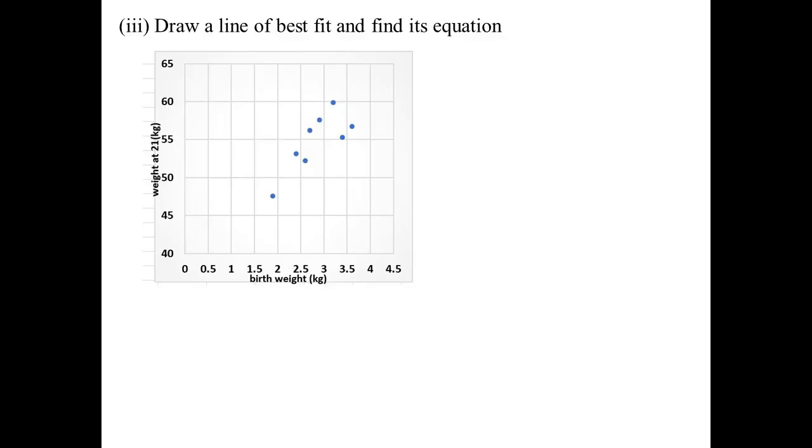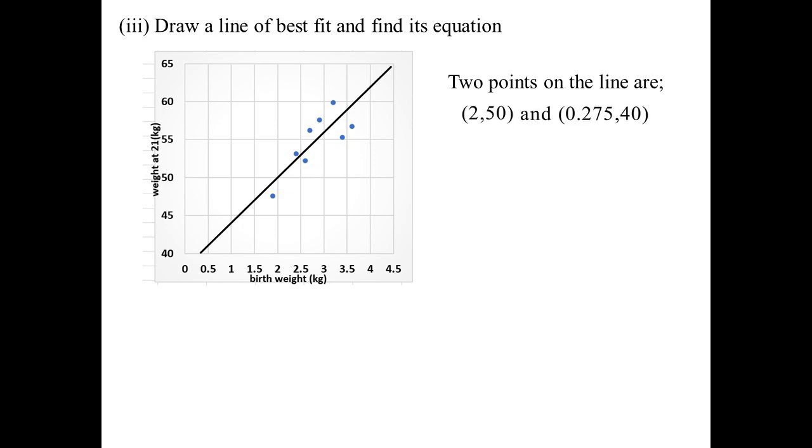So again, draw a line of best fit and find its equation. So I've made that my line of best fit by eye. How can I find its equation? Well, I want to locate 2 points that are definitely on that. Now, looking at mine, (25, 0) is definitely on that line. The other point I'm going for is (0.275, 40). In other words, where it intersects the vertical axis there.